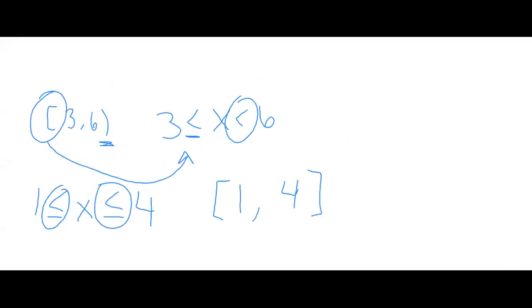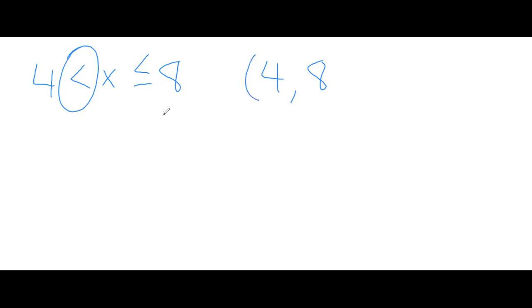Now, on the next one, we have 4 is less than x is less than or equal to 8. So again, we can write 4, 8, and we just need to decide on the signs. Okay. 4 has no equals to, so it has to be a soft bracket. Okay. 8 has the less than or equal to, so it will have the hard square bracket.